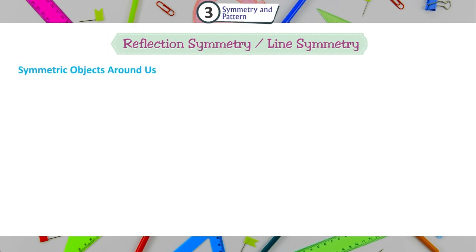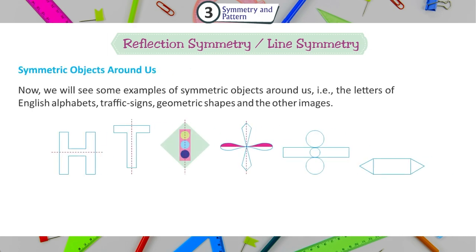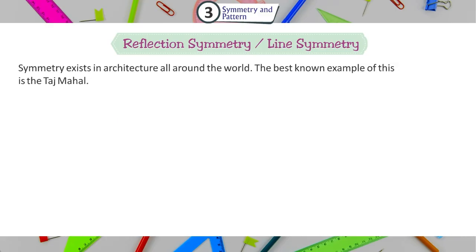Symmetric objects around us. Now we will see some examples of symmetric objects around us, that is, the letters of English alphabets, traffic signs, geometric shapes, and the other images. Symmetry exists in architecture all around the world. The best known example of this is the Taj Mahal. Line symmetry can also be seen in the letters of English alphabets.